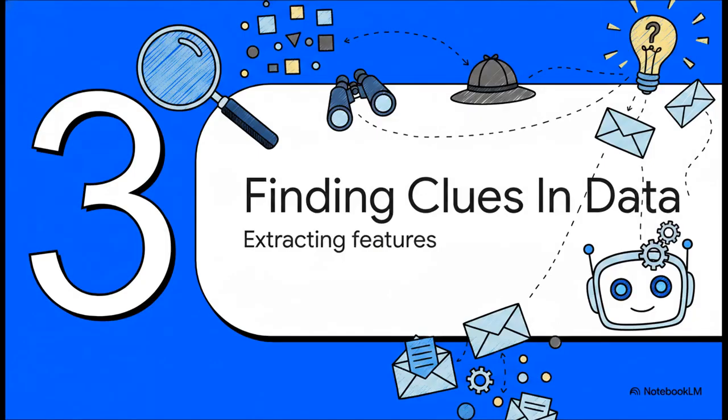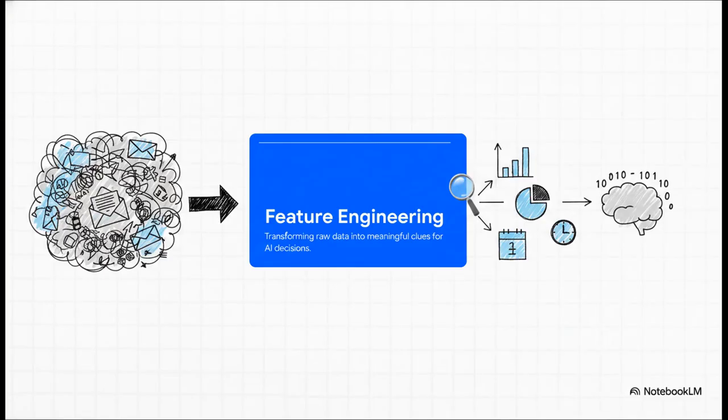But how does a computer actually know what you find important? That brings us to section 3, finding clues in data. The crucial point to remember here is that algorithms aren't magic. They rely on clues. And this brings us to a really important concept called feature engineering. Basically, it's the process of transforming raw, messy email data into a mathematical language the AI can actually understand. You see, you can't just feed a raw paragraph of text into most AI models and expect it to do its thing. You have to break the email down into specific, measurable features.